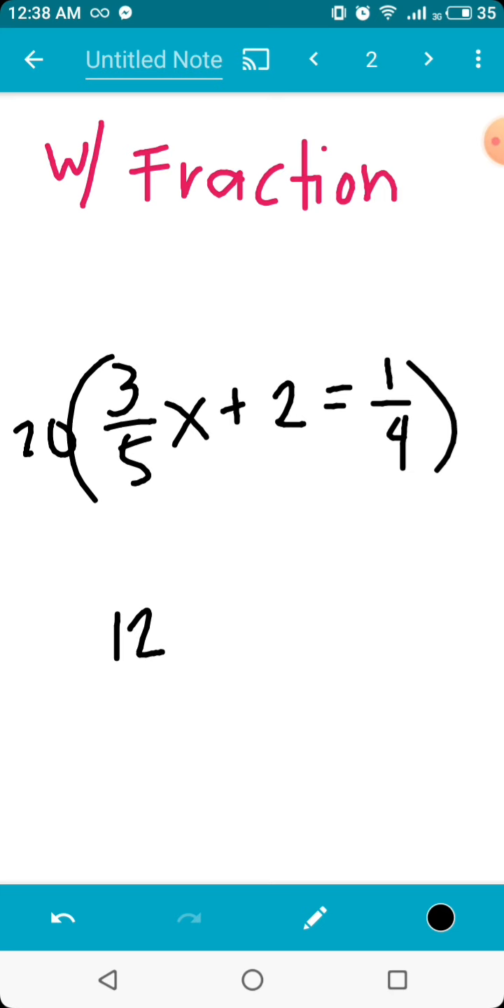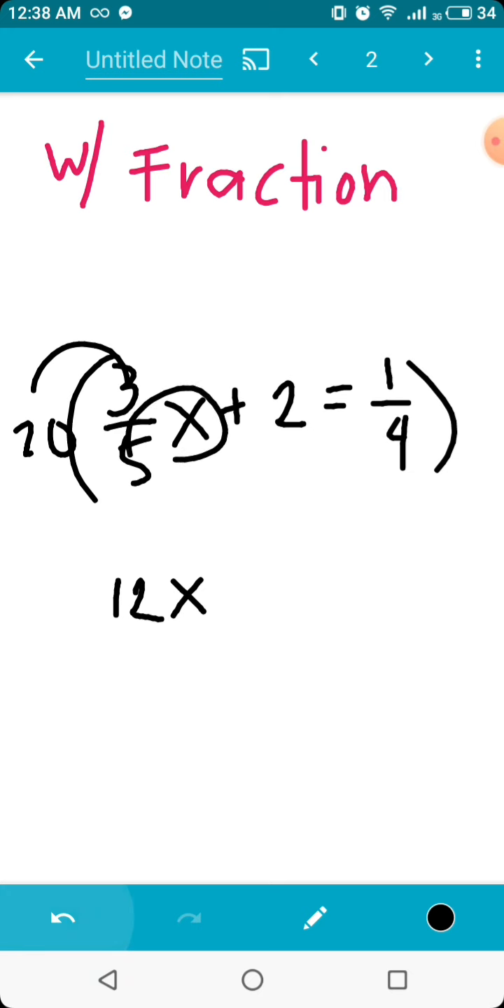Okay? Or, katulad nga ng ginawa natin kanina, pwedeng paliitin natin. So, itong 20 tsaka si 5, pwede mong i-divide sa 5 parehas. Tama? So, yung 20 magiging 4, and then yung 5 magiging 1. So, 4 times 3, just simply 12. Okay? So, again, it's up to you guys kung paano nyo siya gagawin. Basta i-multiply nyo yung 20 sa 3 over 5. So, that is 12x. Okay?